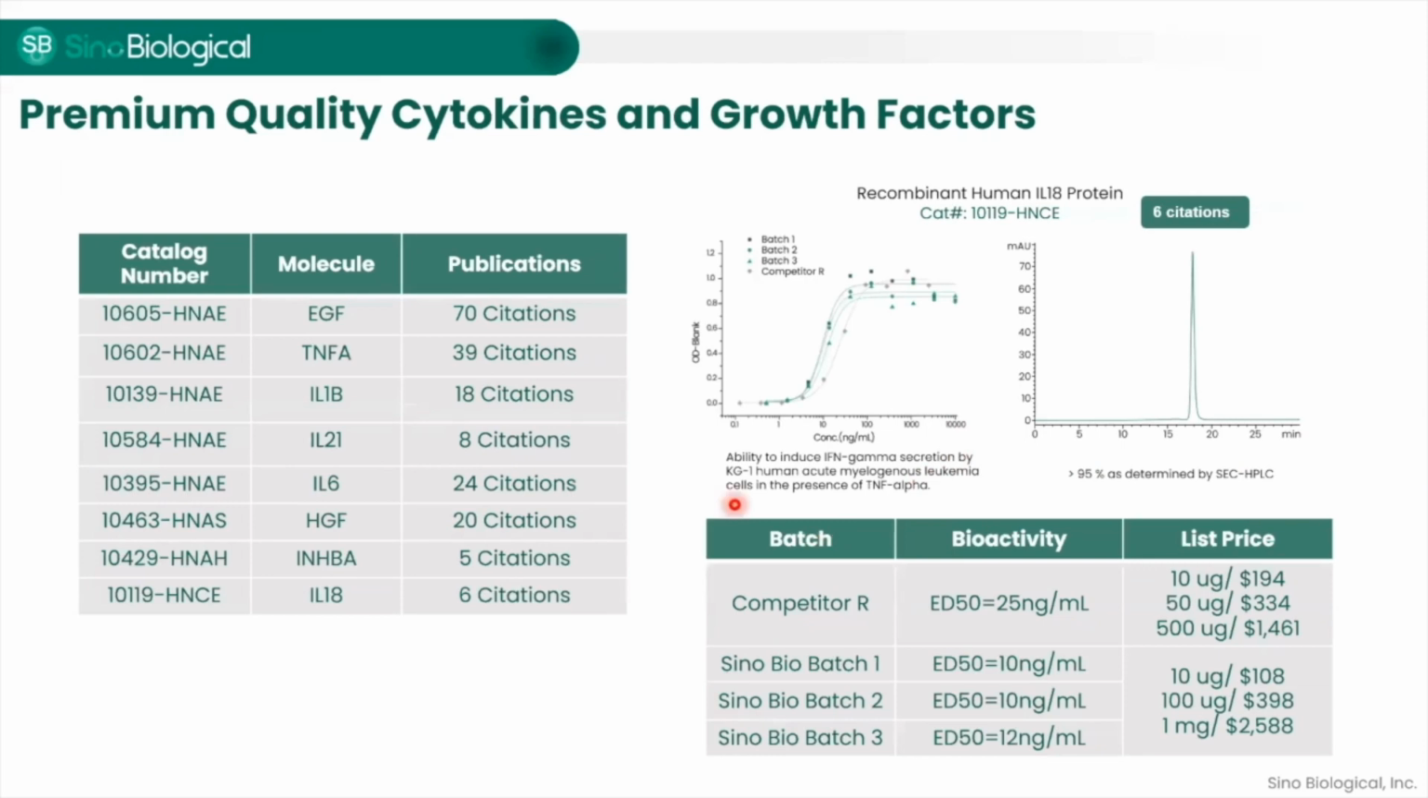This table here, I would like to draw your attention by again highlighting that our products are highly cited and they have high batch-to-batch consistency and are tested for their high purity via SEC-HPLC. And specifically, I would like to highlight that our products are very competitively priced, as seen here for this specific product of the IL-18, where we have high batch-to-batch consistency. Our prices are very competitive compared to other competitors offering these products.